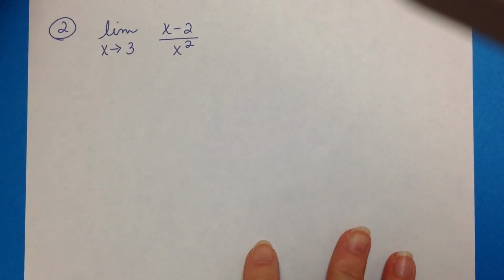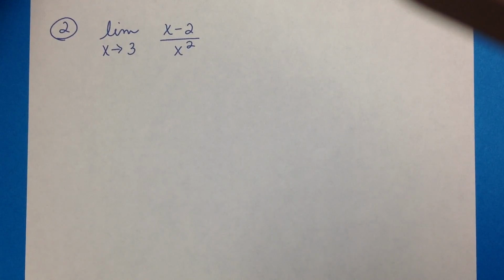Okay, next. Okay, same instructions, doing the same thing. Okay, this time I have the limit as x approaches 3. Now this one doesn't specify from the left or from the right, so that means you do have to consider both. Again, try direct substitution first.